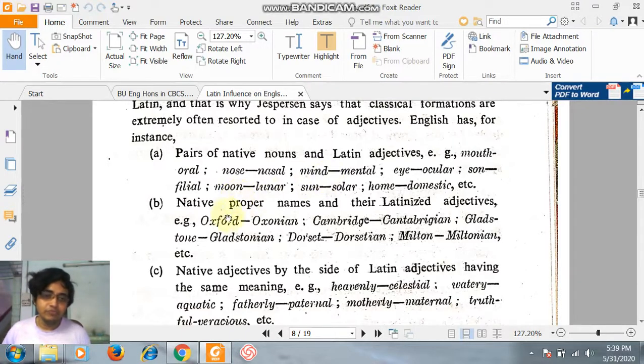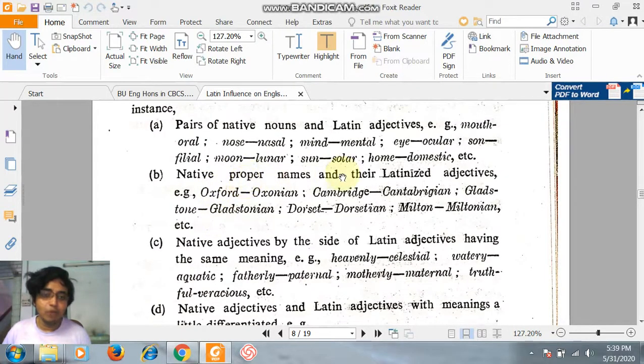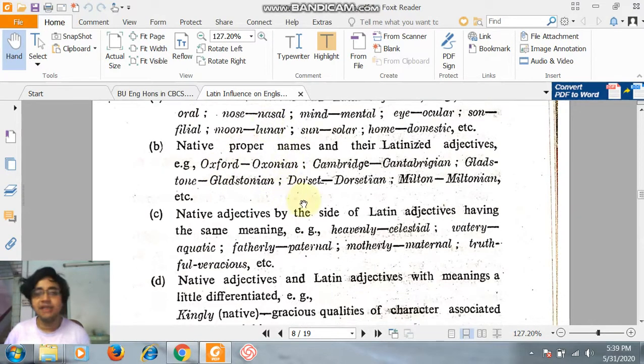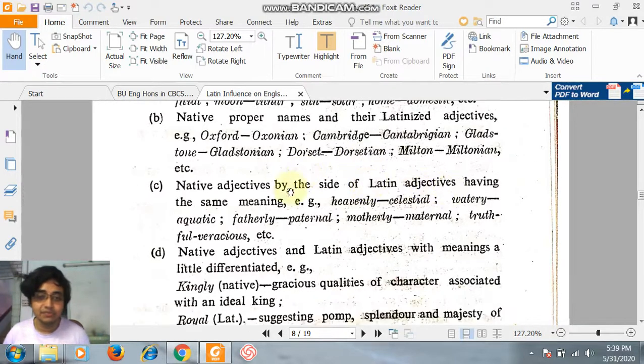So, here are some of the native proper names and their Latinized adjectives. Oxford is a proper name, Oxonian is an adjective. Cambridge, the Canterbridgian. Gladstone, the Gladstonian. Dorset, Dorsetian. Milton, Miltonian. Native adjectives by the side of Latin adjectives having the same meaning.